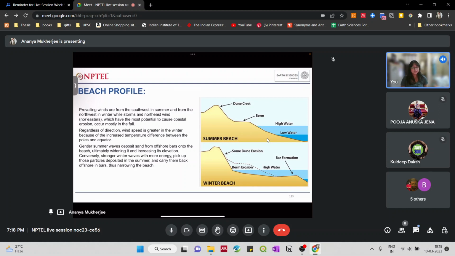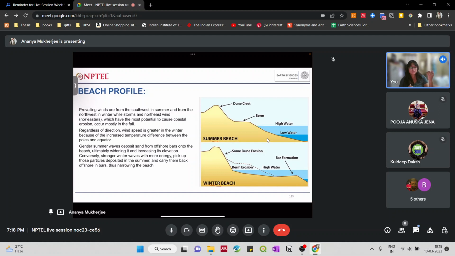Now we come to beach profile. You can see that this is a longitudinal profile. There is a summer profile and then there is a winter profile. Why do we have a summer profile and a winter profile? Usually during winter season the wind speed is greater, so the waves are going to have more energy, and it is going to erode.